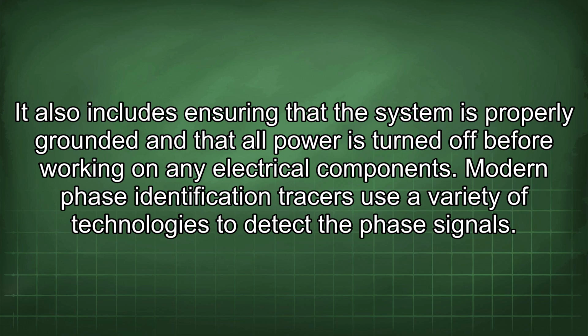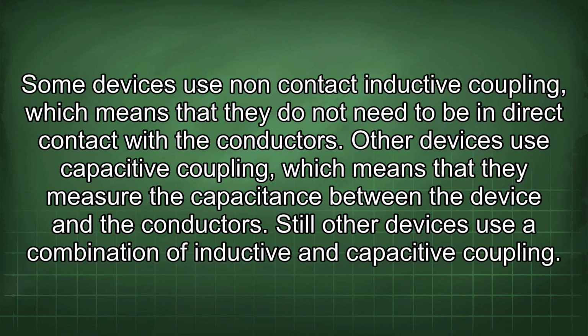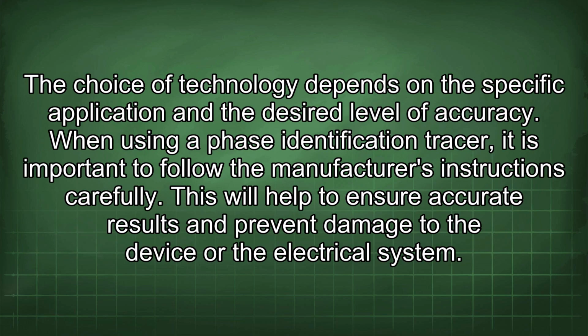Modern phase identification tracers use a variety of technologies to detect the phase signals. Some devices use non-contact inductive coupling, which means that they do not need to be in direct contact with the conductors. Other devices use capacitive coupling, which means that they measure the capacitance between the device and the conductors. Still other devices use a combination of inductive and capacitive coupling. Choice of technology depends on the specific application and the desired level of accuracy.